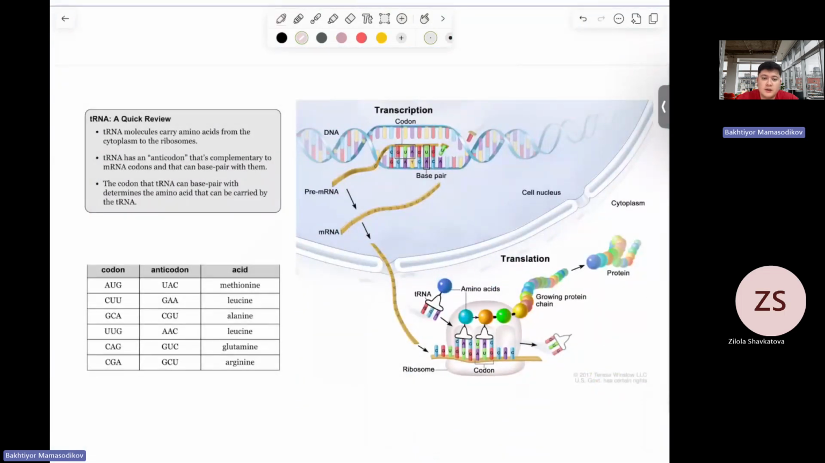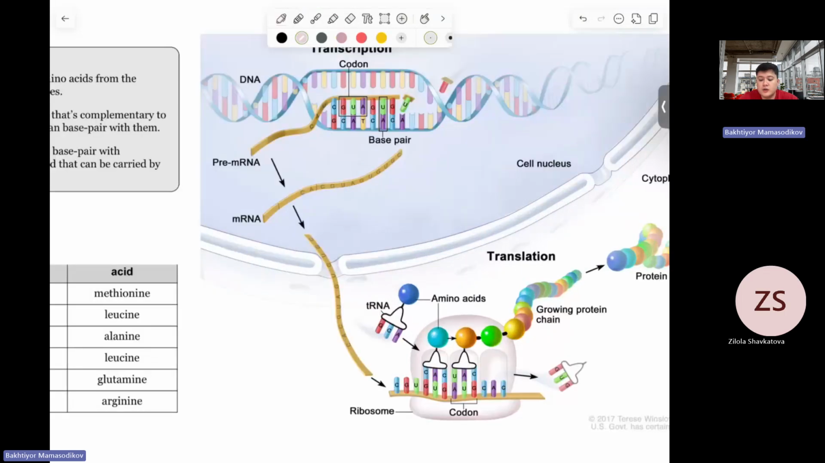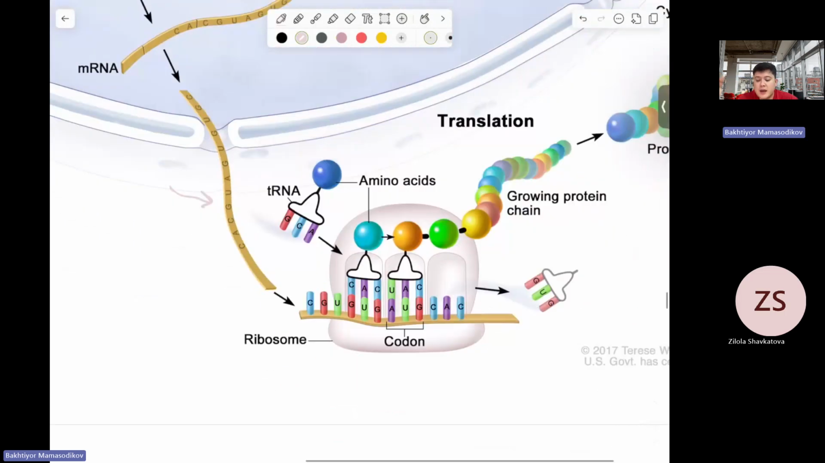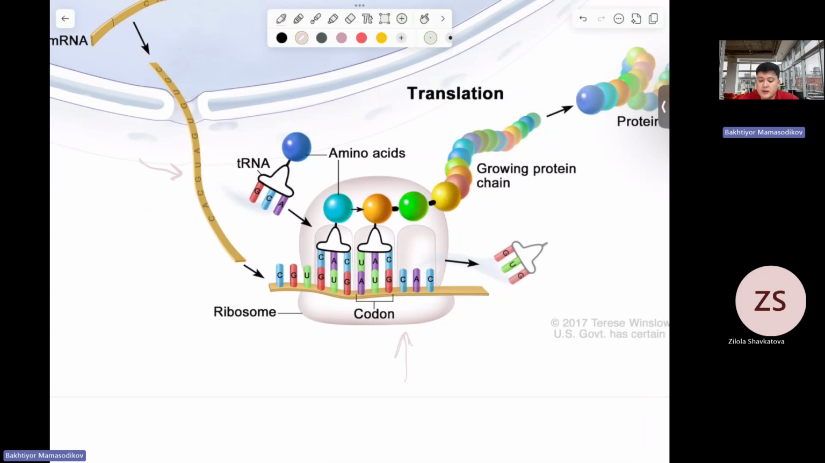So let's talk a little bit about it. Translation is where the RNA is used to build the proteins. This happens in the ribosome. The messenger RNA comes out of the nucleus, travels to the cytoplasm and attaches to the ribosome. This is the ribosome. It has a big subunit and a small subunit, and it's made of ribosomal RNAs. The ribosome holds the messenger RNA like a tape.